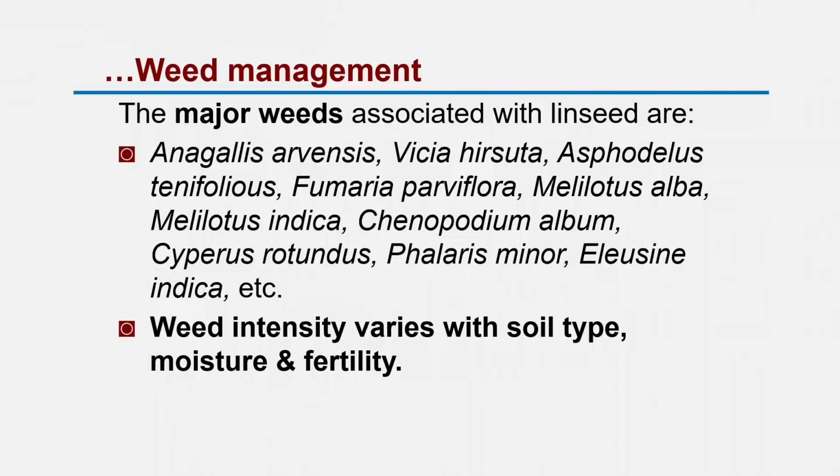Major weeds associated with linseed crop are Anagallis arvensis, which is known as scarlet pimpernel, Vicia hirsuta, Asphodelus tenuifolius, Fumaria parviflora, Melilotus alba, Melilotus indica, Chenopodium album, Cyperus rotundus, this is Bathua, this is Cyperus motha, Phalaris minor and Eleusine indica. These are some important weeds, and weed intensity varies with soil type, moisture and fertility.